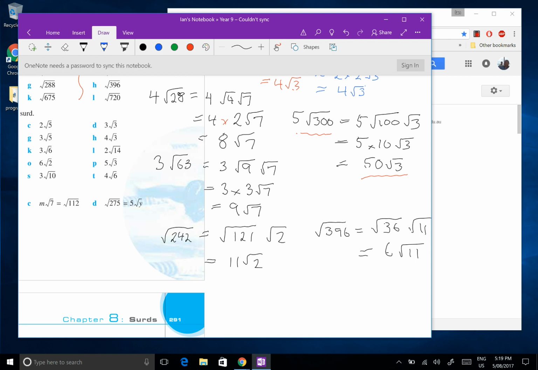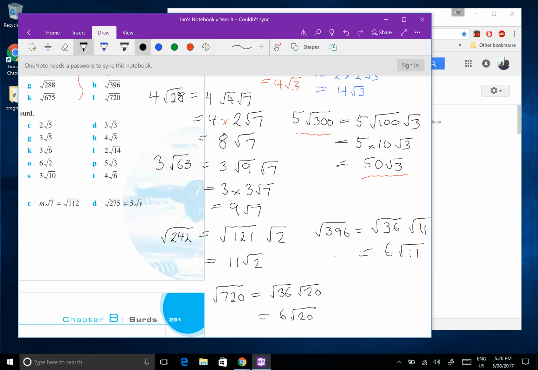The last one, 720. I know that 36 goes into 720, so I can break it down. And I know that 36 times 20. I know there's going to be a bigger one than that because I know I can break down 4 out of that. I'm pretty sure. So 720 divided by 36, just checking. Yep, that's right. So I'm going to get 6 root 20.